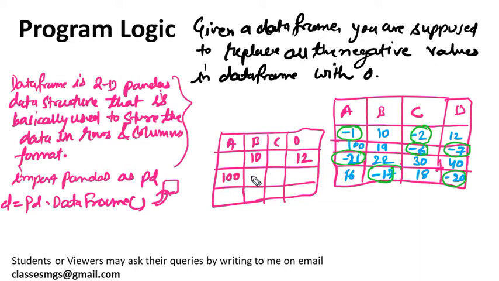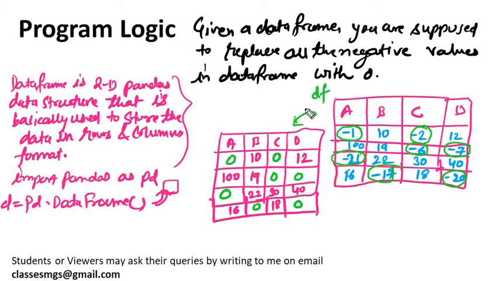So your positive values will remain the same, nothing will change in these: 22, 30, and then let's say 40, and then one more row is there. So it is 16 and it is 18. All the positive values will remain the same. The negative values will be 0. Now here it will be 0, it will be 0, it will be 0, it will be 0, it will be 0, it will be 0. So this is the expected output.